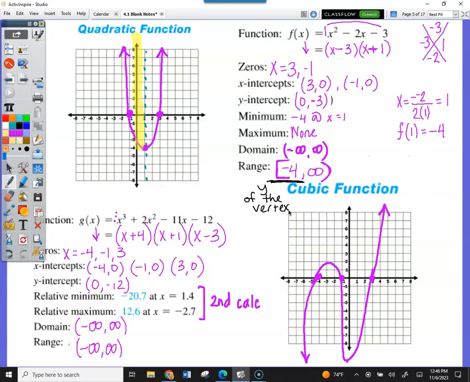We already talked about getting the y-intercept. The max and the mins, you're going to have to use your calculator and do second calc, okay? You can't do that in your head. So that's a calculator step. Domain, all real numbers. Range, all real numbers. Are there any questions on this slide?